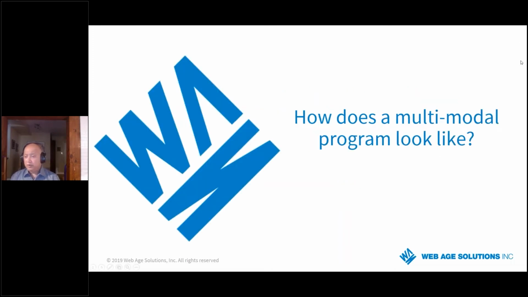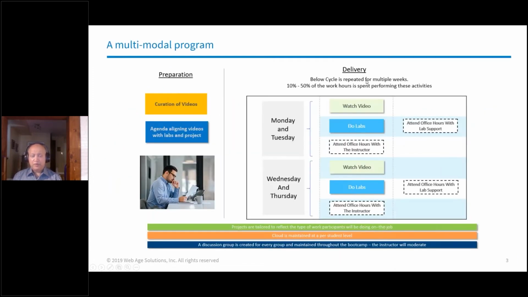So how does a multimodal program look like? That's probably the first thing of interest. A multimodal program, the biggest change most of the time is that the lecture portion is shortened quite a bit and is actually replaced by curation of videos. So rather than having a full-fledged lecture, the attendees are presented a curated set of videos from whatever e-learning library the company purchased, may that be Pluralsight, may that be Udemy. In this case, it was Pluralsight.